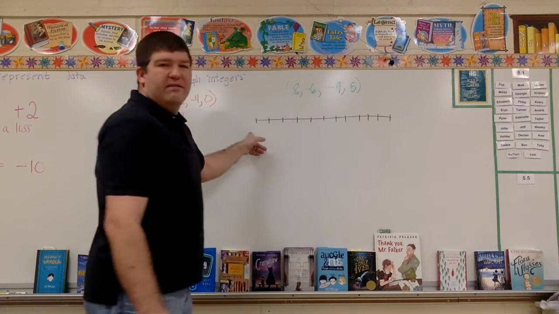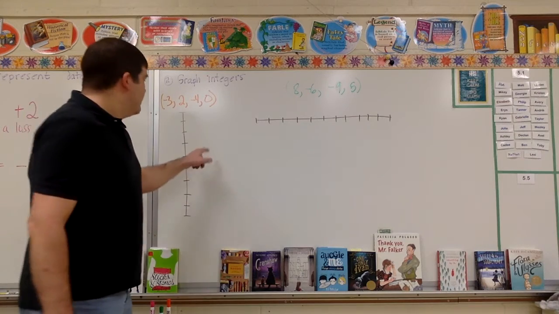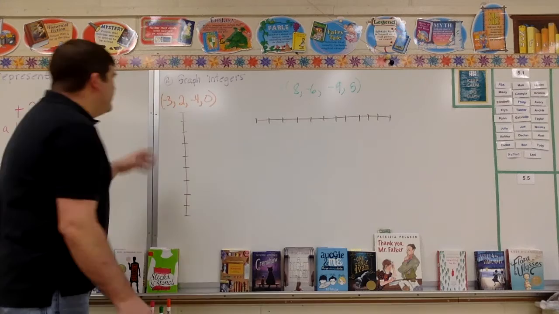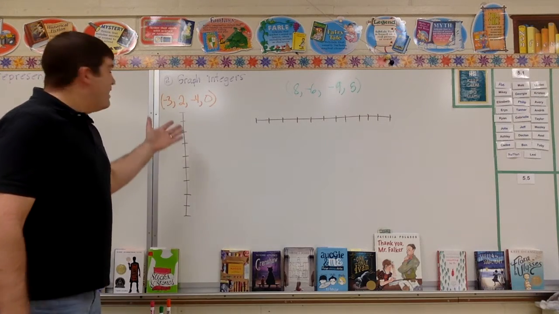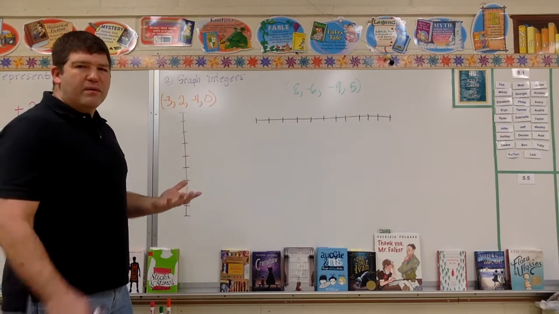So negatives are always this way. Negatives are always this way. Whoops. Positives are this way, and positives are that way. Okay, so you might get some number lines where it doesn't have any numbers on it, but it gives you this. You get to pick what you want to put where.